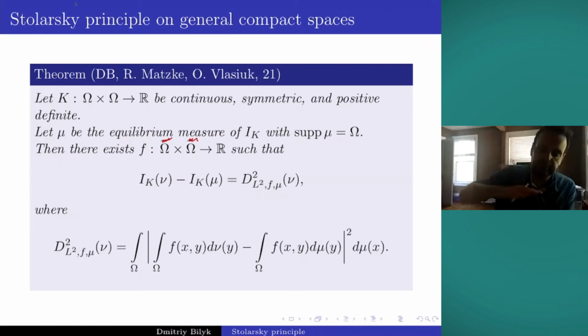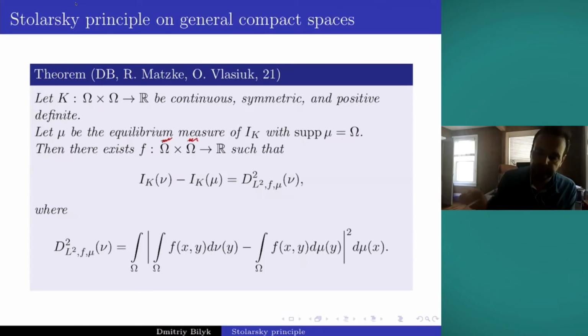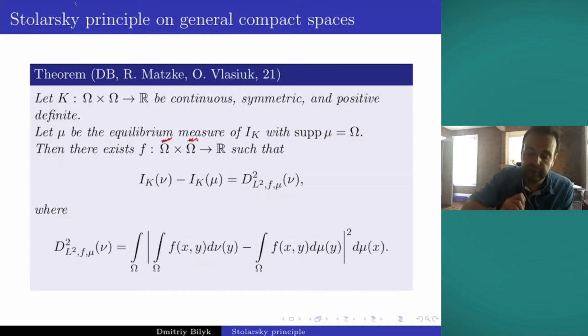And let K be a continuous, symmetric, and positive definite function in that space. Assume that mu is the equilibrium measure, the minimizing measure of the energy integral I_K, and assume that mu also has full support. Then you can find a function f, and you can construct a notion of L2 discrepancy, such that the difference between the optimal energy and the energy with respect to an arbitrary measure nu is equal to the discrepancy of that measure.